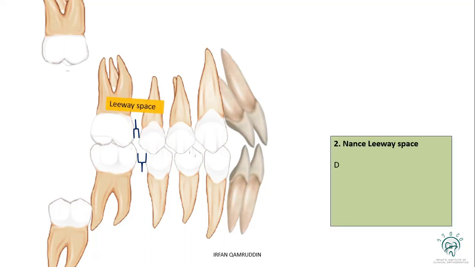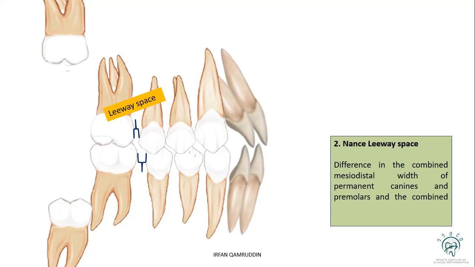So how would you define Nance leeway space? It is the difference between the combined mesiodistal width of permanent canines and premolars and the combined width of primary canines and molars. This difference is more in the lower arch as compared to the upper arch. That is the reason there will be more mesial movement of the lower molar, and in this way you can get correction of this ends-on class 2 relationship of permanent molars to class 1 relationship.